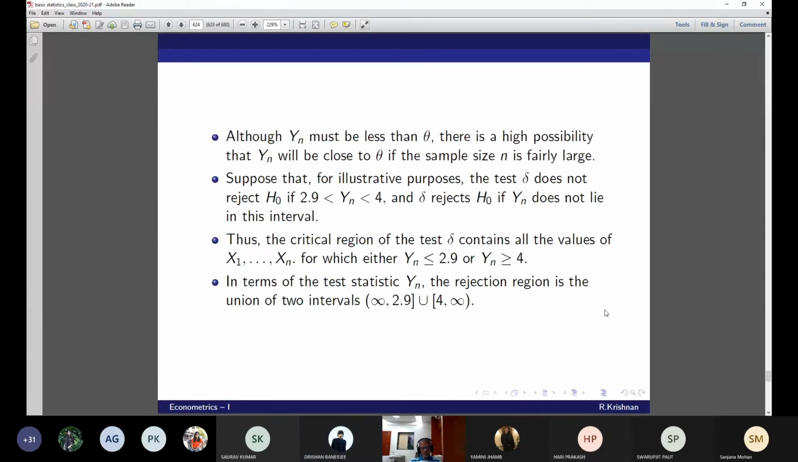Can it be more intuitive? I mean, sir, if n is large, Yn will tend to theta. The expectation of the statistic will tend to theta. We have defined Yn as the maximum of all the samples, and theta is the maximum, the upper limit of the uniform distribution. That's my intuitive explanation.